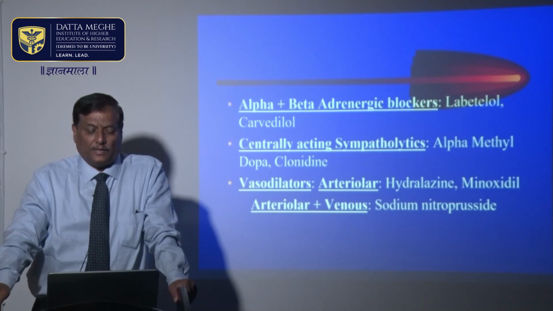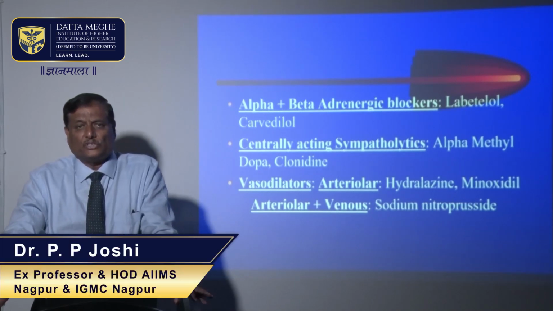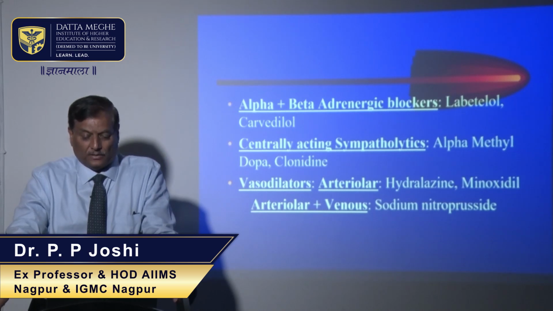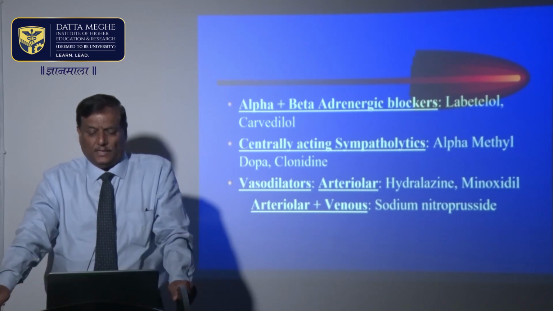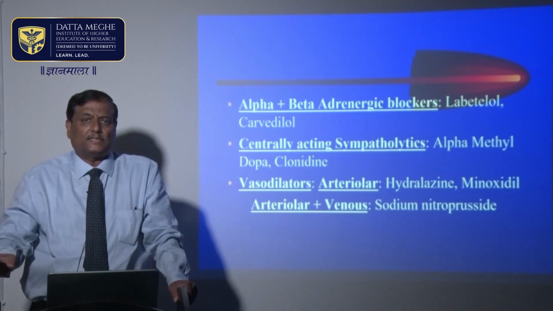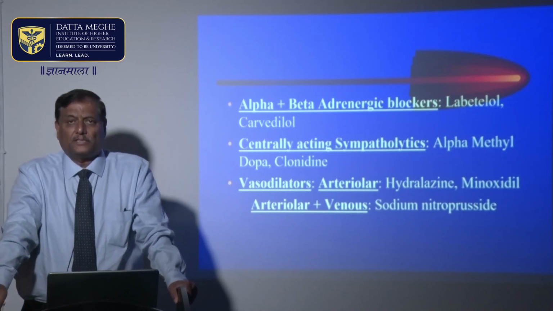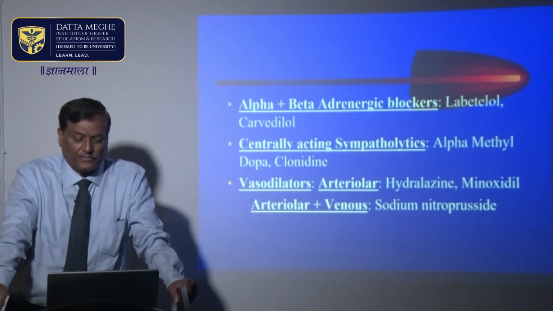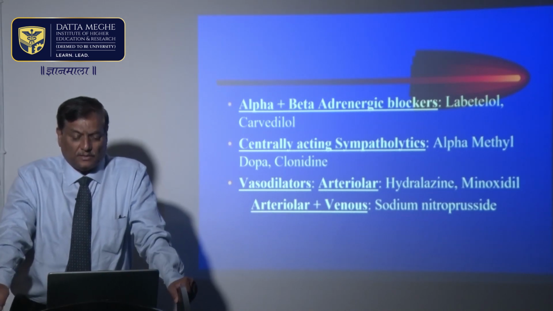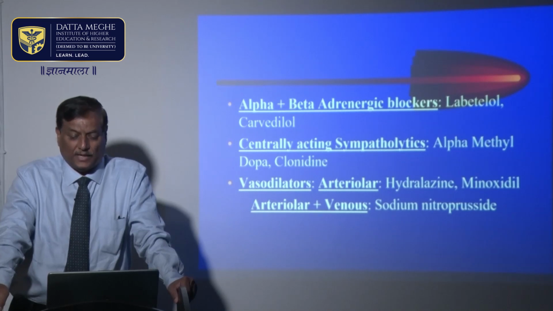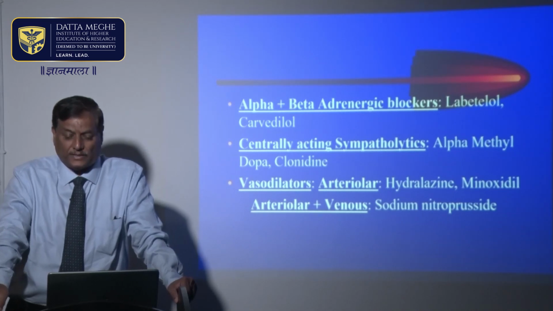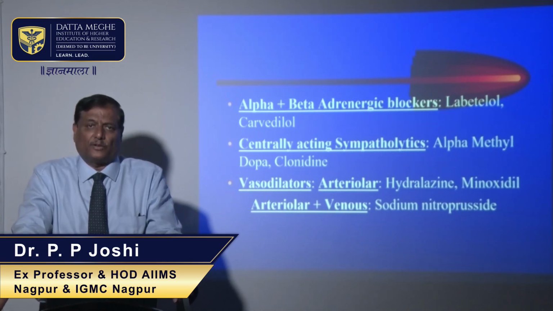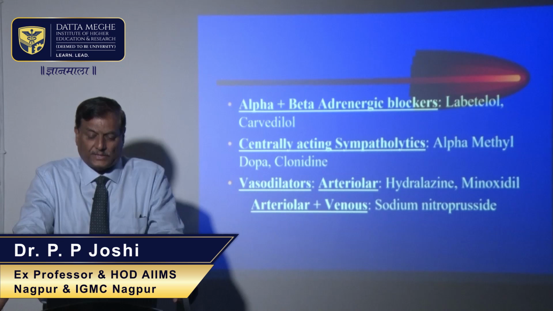Carvedilol is also an alpha and beta adrenergic blocker, which is basically used in patients who have heart failure. There are certain centrally acting sympatholytics, which decrease the sympathetic flow from the brain. These drugs are alpha methyldopa and clonidine. There are certain other vasodilators, mainly arteriolar dilators like hydralazine and minoxidil. They cause dilatation of the arteries and therefore reduce the peripheral resistance.